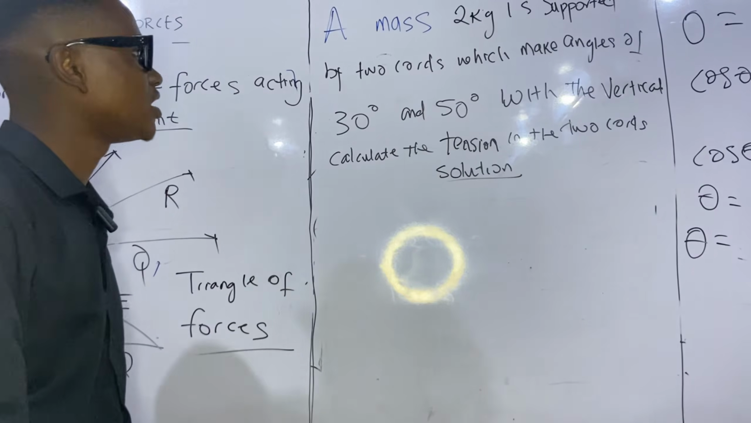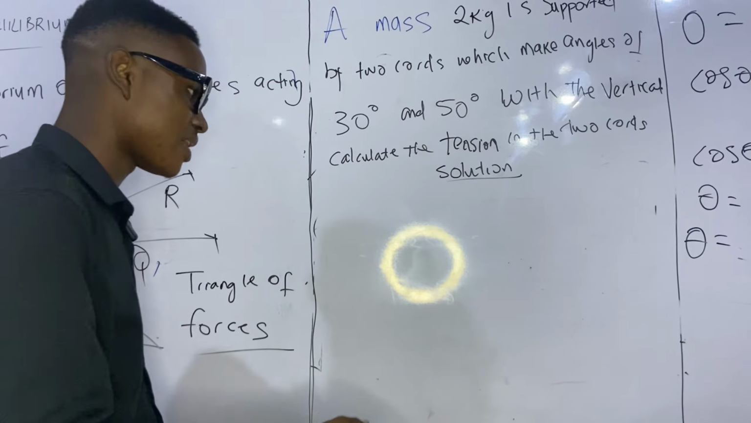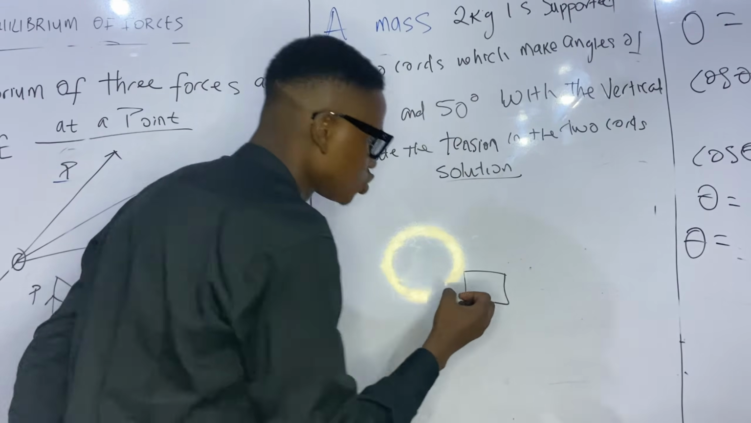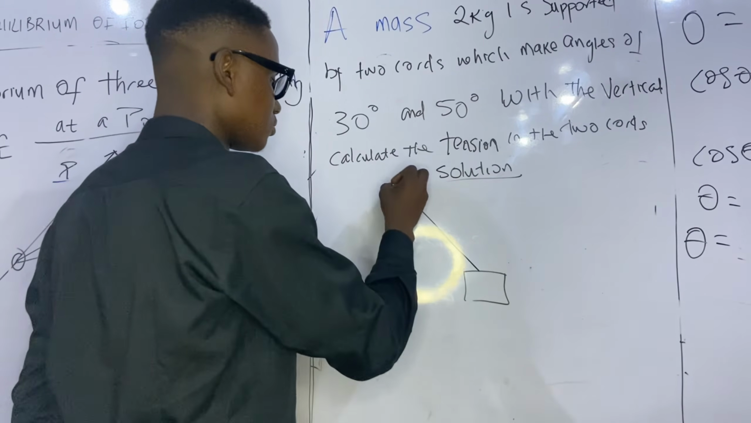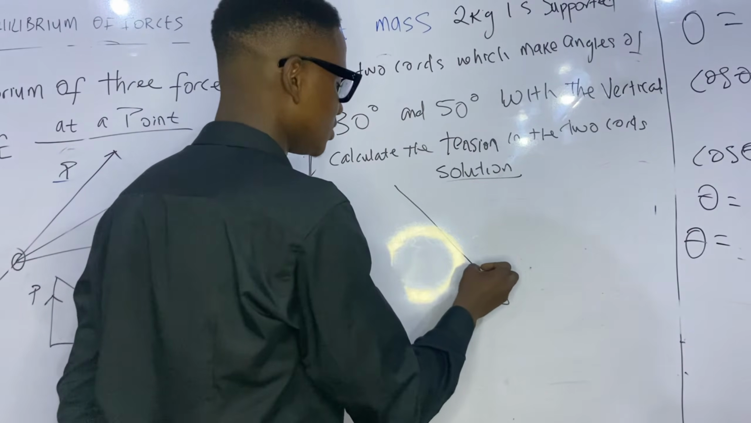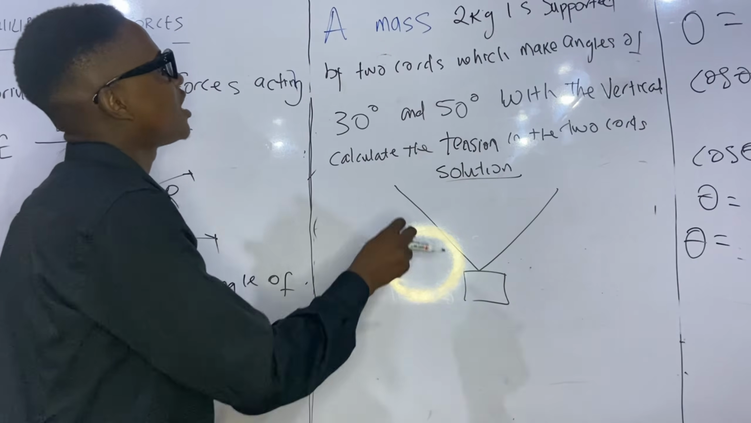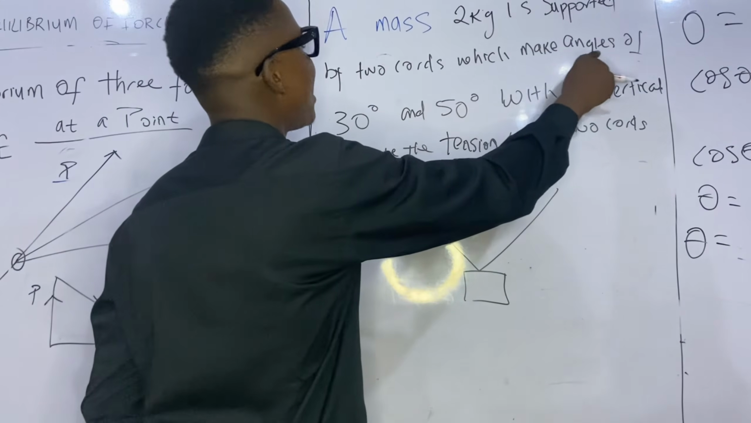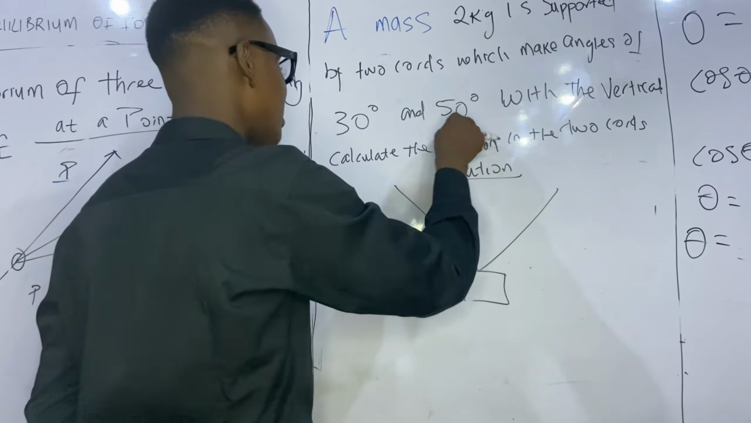Now, a mass 2 kg is supported by what? By 2 cords. That means if we have a mass 2 kg, let's do it like this. This is a mass 2 kg. It is supported by 2 cords. This is the first cord. This, of course, is the second cord. And they make angles of 30 and 50 degrees with the vertical.